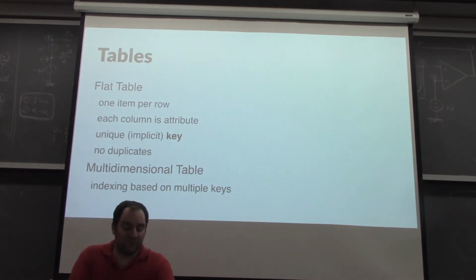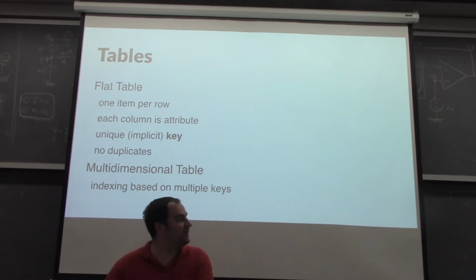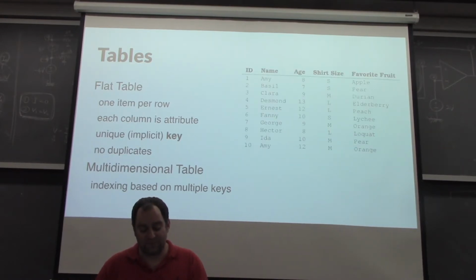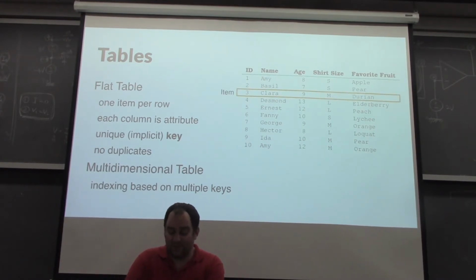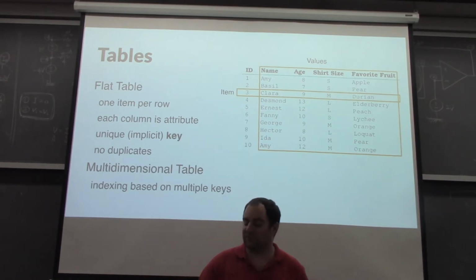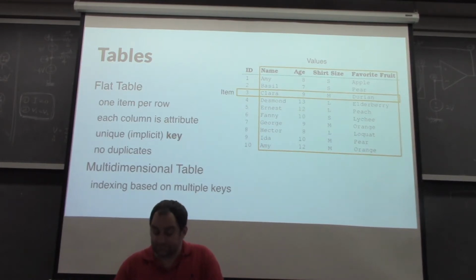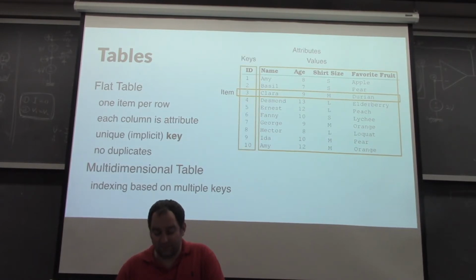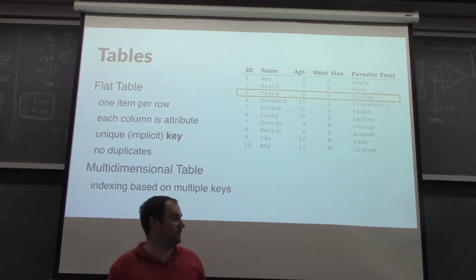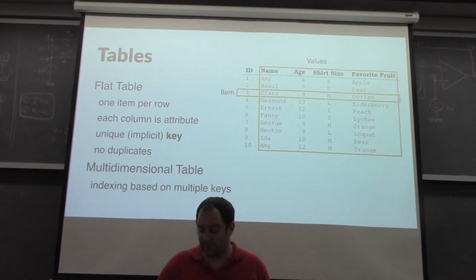For tables, we distinguish between flat tables and multidimensional tables. For flat tables, we have one item per row, and each column is an attribute. So this is what we've seen before: the item, and then each column being the attribute. We have a unique key that can also be implicit, just the position of the row, but there is always some kind of key in a flat table. And then we can also have multidimensional tables where we have indexing based on multiple keys. So we had this example of the genes of multiple patients last time.